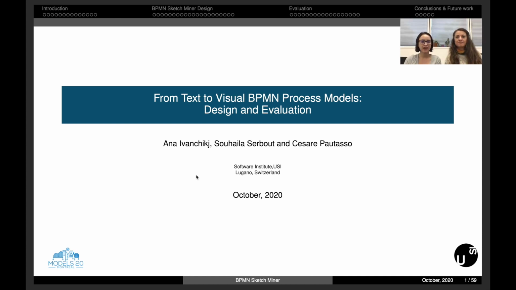And I am Souhaila, and we will be presenting to you our paper, which is written under the supervision of our professor, Cesare Pautasso, from the Software Institute in Lugano, Switzerland. I'm going to talk about the design. And I'm going to talk about the evaluation of the BPMN Sketch Miner, a tool that allows you to go from text to visual BPMN models.